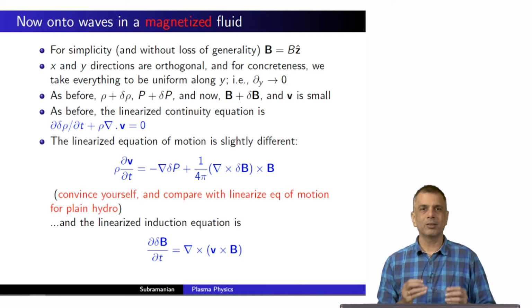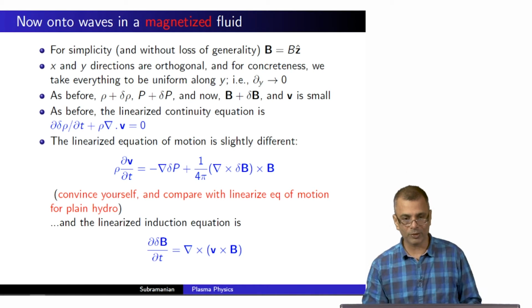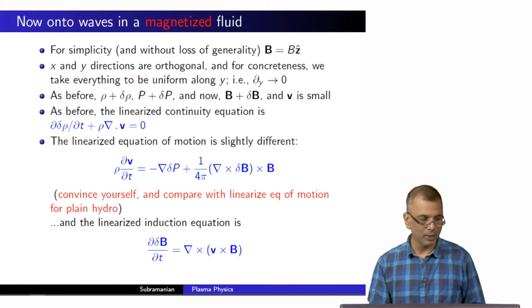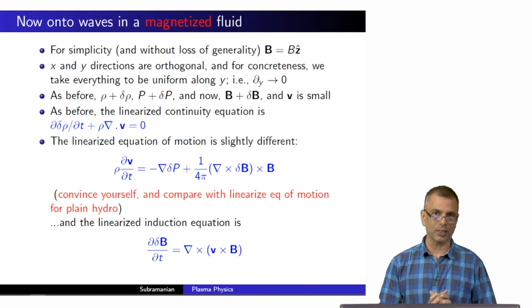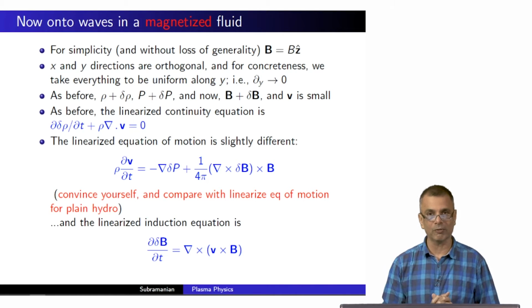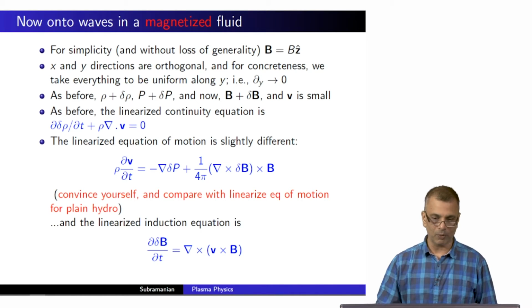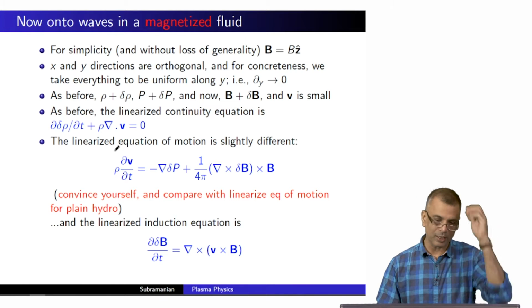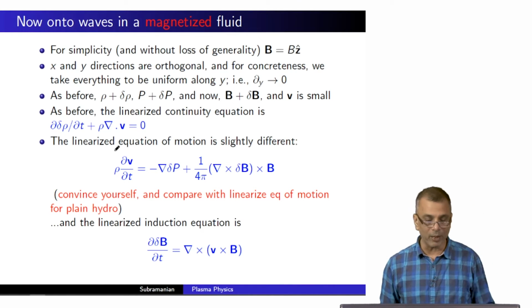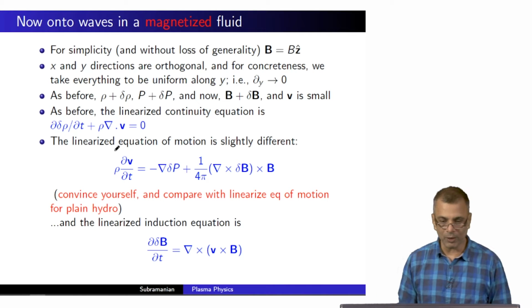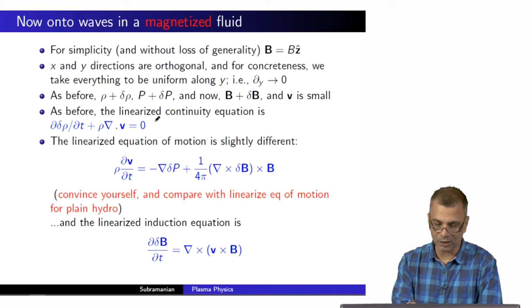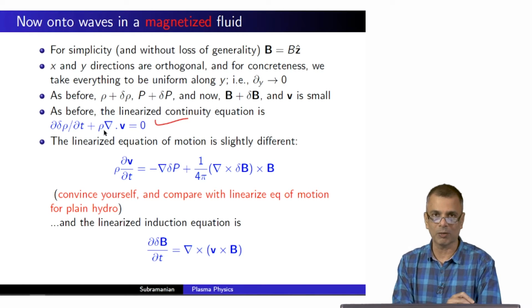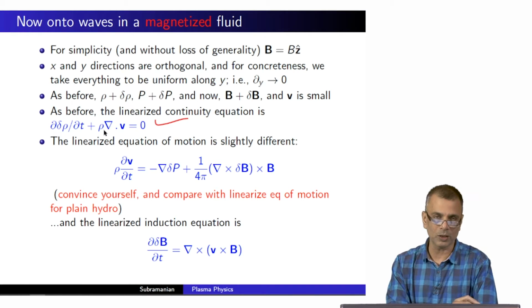So we're back to talking about waves in a magnetized fluid. We've already looked at sound waves, which are waves in an unmagnetized fluid, and now we look at this slide from yesterday, the last time we met. As we remarked, the continuity equation is exactly the same, no difference at all. This is the linearized continuity equation. It's no different from how it was earlier.